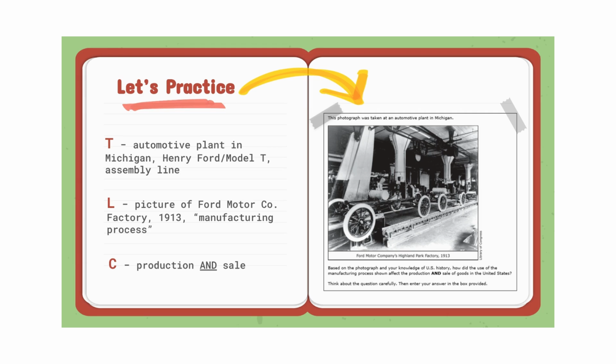Finally, we move to the C step, and we simply count the 2 parts of the question. In this case, the prompt asks us to explain how the production and sale of goods was affected by the process shown in the picture. So the 2 things our answer must address are production and sale.